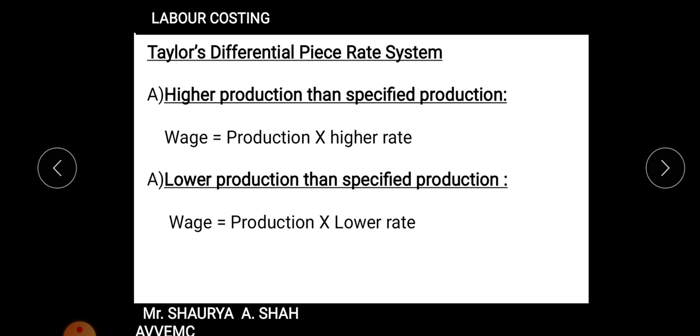So if the higher production is achieved than the specified production, then wage is equal to production into higher rate, right? He should be paid the number of units produced into the higher rate. And he should be paid the production into lower rate if he has produced less compared to the specified production, right? So if more produce, higher rate; if less produce, lower rate. I hope it is clear to each and everyone, right? So this is your Taylor's differential piece rate system. As you all know, you don't have to do this for your syllabus, right? As such, we are having only Halsey and Rowan plan with us. Fine.